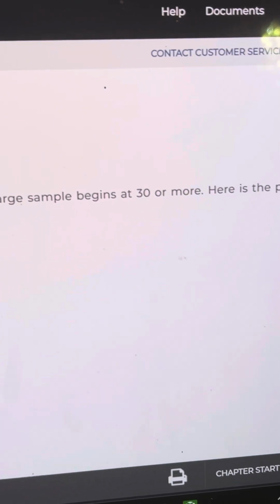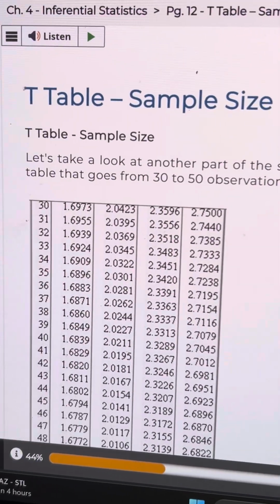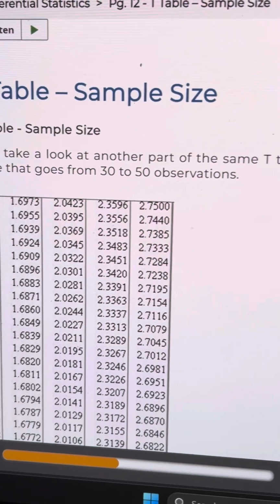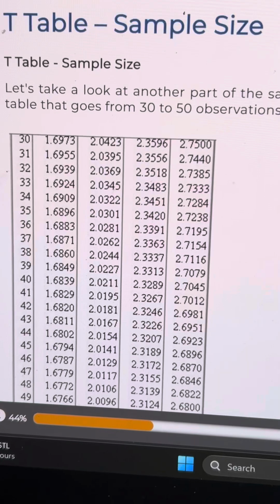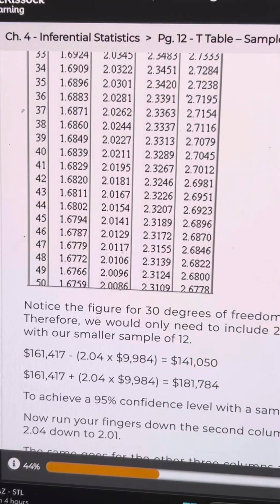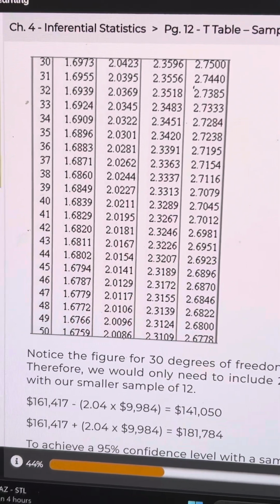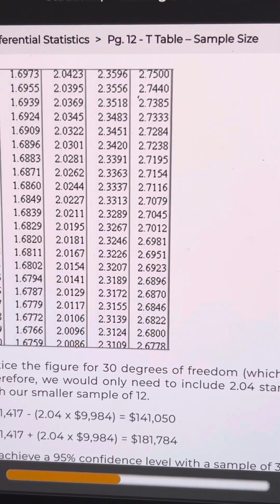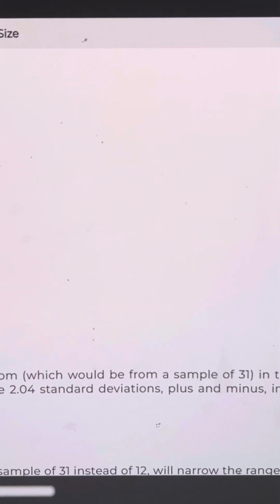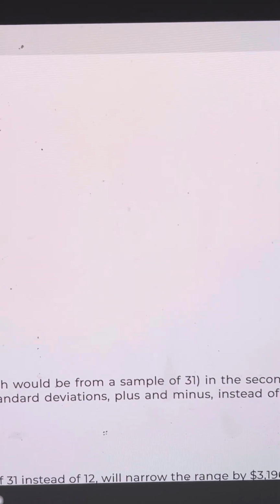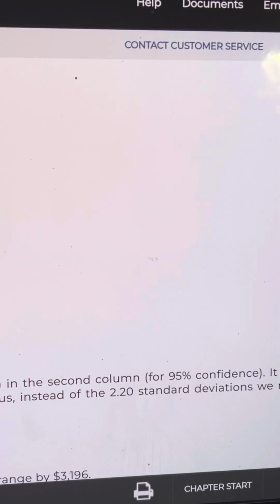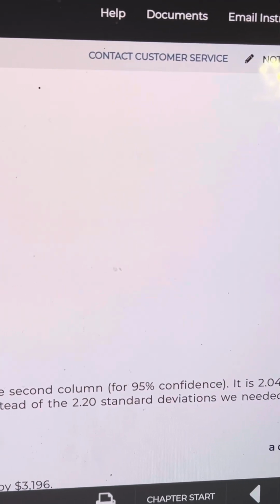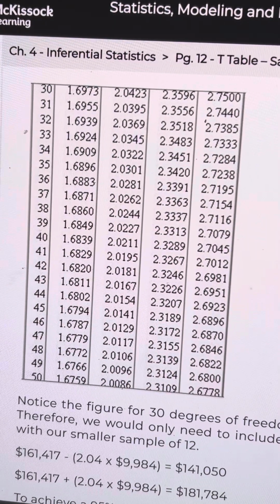We mentioned that a large sample begins at 30 or more. Here's a part of the T-table that goes from 30 to 50 observations. Notice the figure for 30 degrees of freedom, which would be from a sample of 31. In the second column, for 95% confidence, it is 2.04.